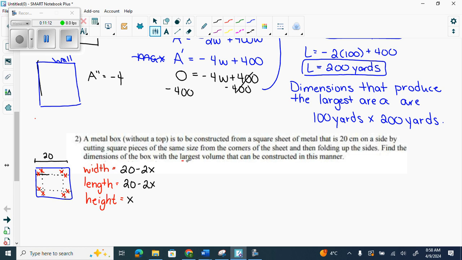And the largest volume is what we're finding here. So volume first is what formula? Length times width times height. So what's this one going to be? 20 minus 2x squared times x.